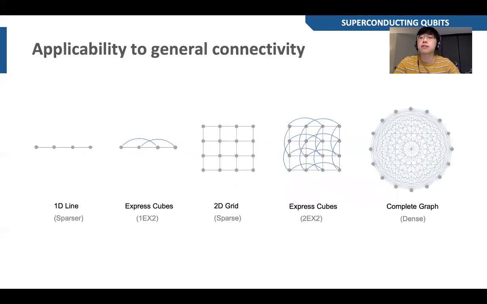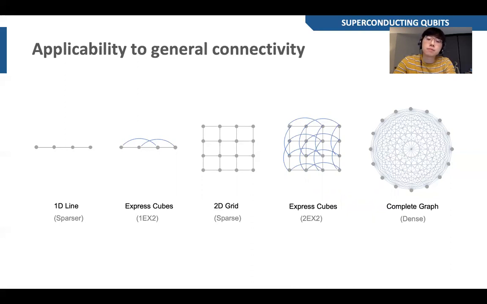To provide insights into the general applicability of our algorithm with respect to device connectivity, we tested the performance on a wide range of connectivity graphs, both sparser and denser than 2D grid. Denser graphs offer better connectivity, but they're harder to build and have a lot more crosstalk channels. We target a class of connectivity graphs with increasing density while incurring minimal wiring overhead, namely the express cubes design, which is originally designed for interconnection networks.